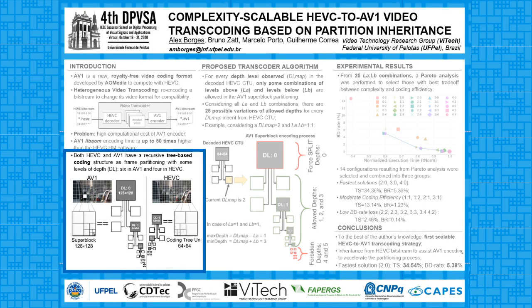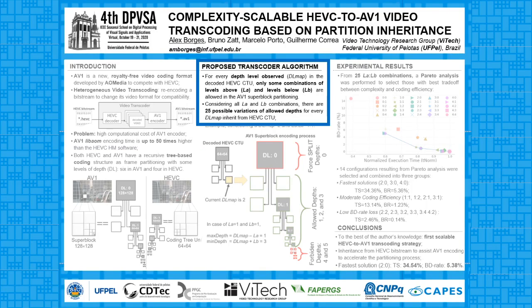In AV1, the basic processing unit is the superblock. In HEVC, it is the coding tree unit. Both structures can be subdivided into smaller blocks in a tree structure. Therefore, we can define depth levels according to how many times this tree needed to be subdivided into smaller parts.